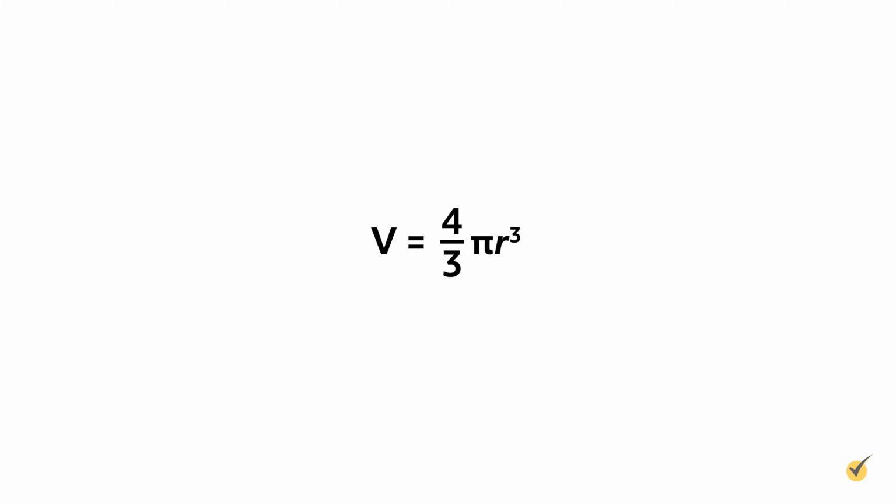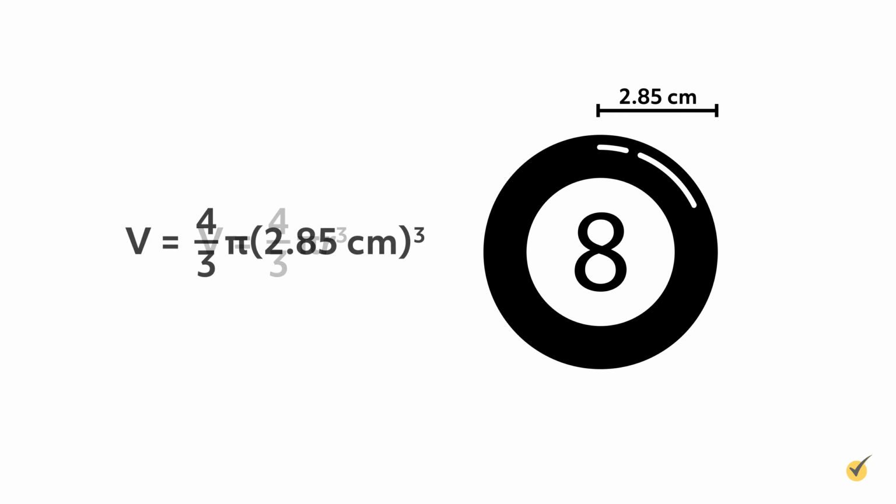So let's find the volume of a common object, a billiards ball used to play pool. An 8 ball is 5.7 centimeters in diameter. Remember that the radius of a circle is half the diameter, so all we have to do is divide 5.7 by 2 to find our radius, 2.85 centimeters. Now we can plug that into our formula. V equals 4/3 pi times (2.85 centimeters) cubed. Substituting using parentheses is always a good idea to keep our order of operations clear.